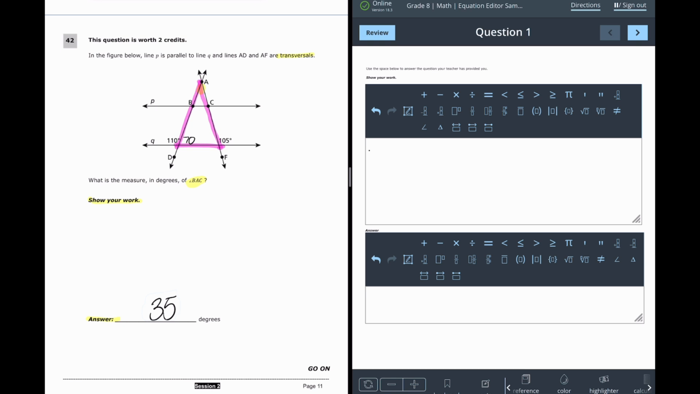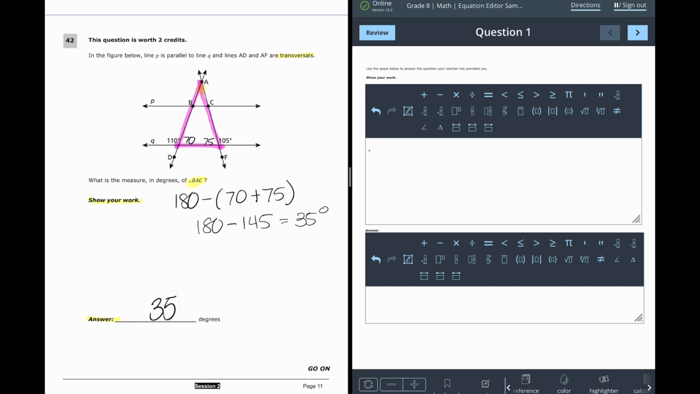Same thing on the other side. If I have 105, 180 minus 105 would give me 75. So now we have two interior angles and we just have to find the third. So I can do 180 minus the sum of those two interior angles will give me that missing angle A. So 180 minus 145 is equal to 35 degrees. So that is one way that you can solve this problem.